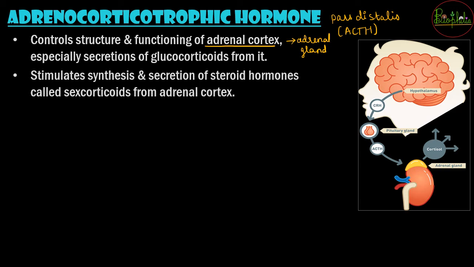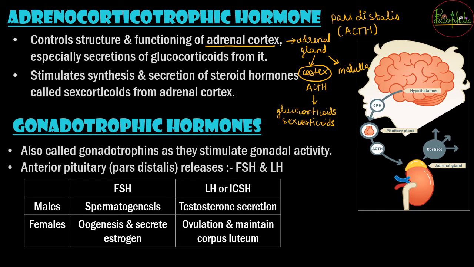So adrenal gland में there is going to be two parts. One is the cortex, one is going to be the medulla. So adrenal cortex के ऊपर कौन function करेगा? Function करेगा the ACTH, and this ACTH is going to stimulate the release of two hormones, that is glucocorticoids, and the second one is going to be the hormone that is a steroid hormone called as sex corticoids. So these are going to be the two hormones which will be under the functioning of ACTH released from the pars distalis.